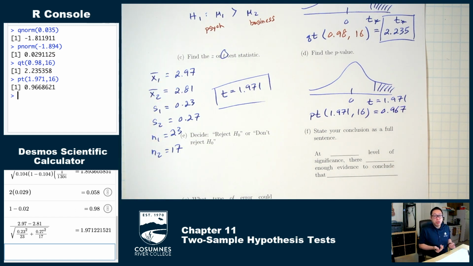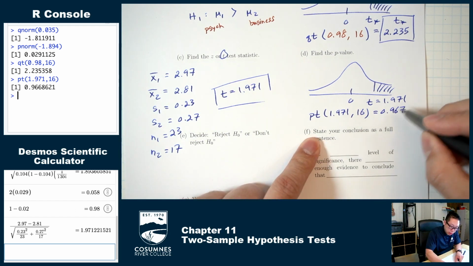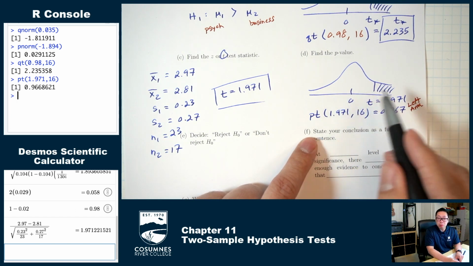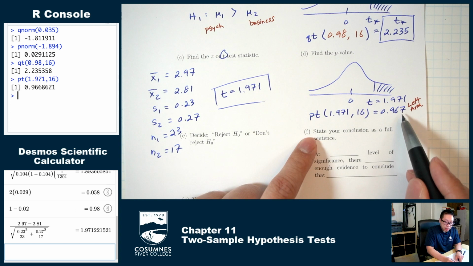Usually p-values should be small. This can't be right. 0.967, 96.7%. That can't be right. And that's because PT and p-norm always spit out the left area here. So this is the left area. And we're not looking for a left area. I'm looking for the right area. So 0.967 is the left area.